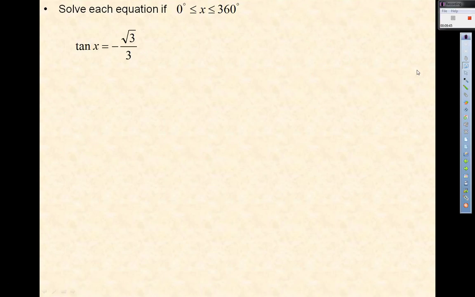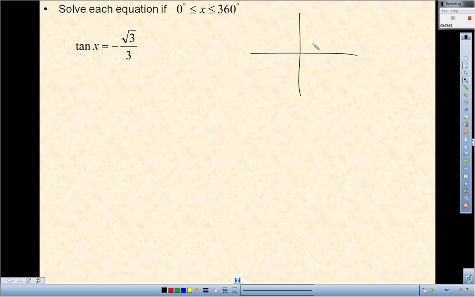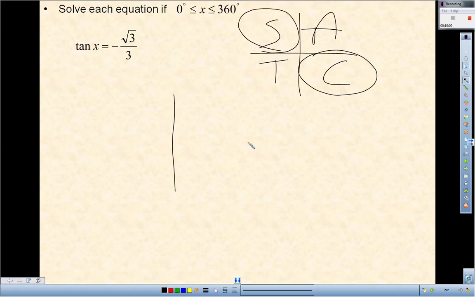Let's say tangent of x is negative root 3 over 3. So again, draw your smart trig class. Tangent is negative in quadrants 2 and 4. It doesn't matter where you draw your triangle, so I'm just going to draw it in quadrant 2. Tangent is opposite over adjacent. Watch how I label this. Negative root 3 over 3. One of these numbers has to be negative, right? Well, since this is to the left, this one is negative. So square root of 3 over negative 3, that's the same thing.